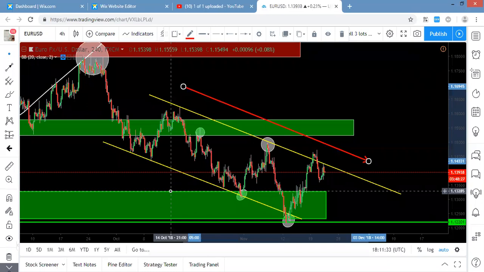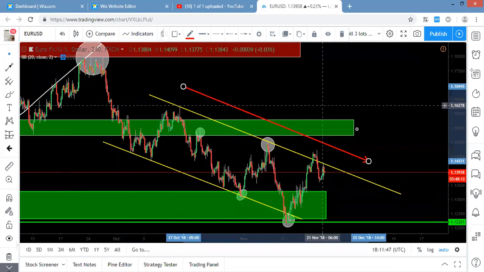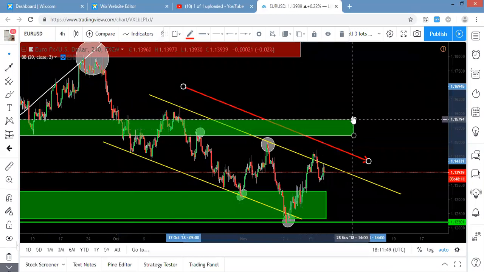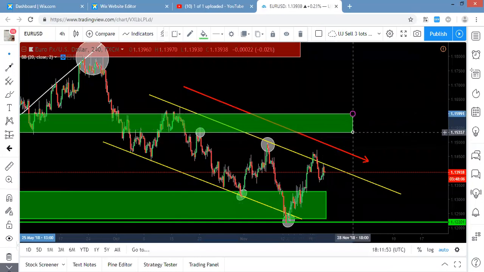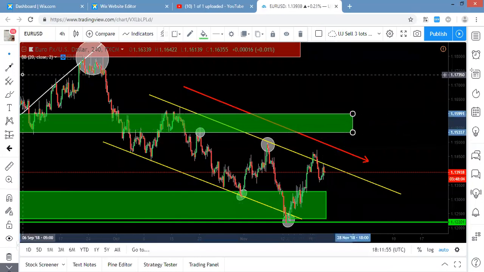When you trade, always trade with the trend. Let me say that again. When you're trading, always trade with the trend. Now, when we look at this zone here, remember, when price is below a zone, it's a resistance, right? And when it's above, it's a support.